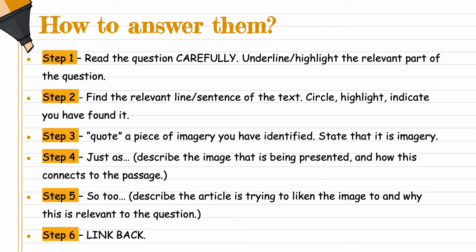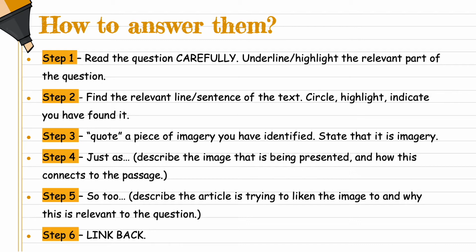So step 3. First, you're going to quote a piece of imagery that you've identified. State that it is imagery. Step 4, you're going to describe the image that is being presented and how this connects to the passage. You're going to start this sentence by saying, just as. Step 5, after you've described the image, you're going to describe the article and what it's trying to liken the image to. So the point of the article, the subject of the sentence, and why this is relevant to the question. You begin this sentence by saying, so too.